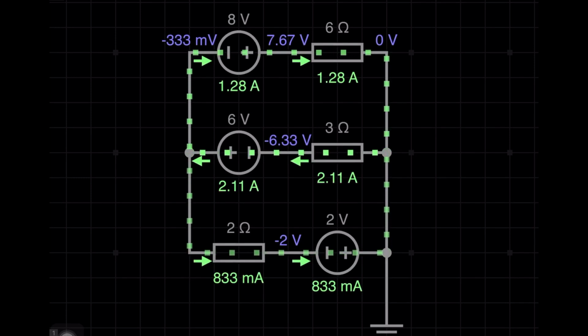So this simulation gives you the values of the current flowing through each resistor, which is matching with our answers that we have done previously. So the method is correct. Okay, now let's do the next problem and check whether the simulation results are matching.